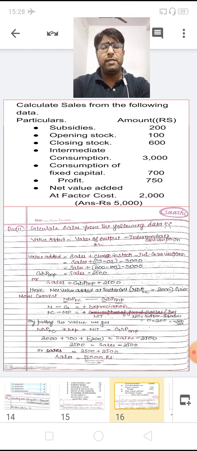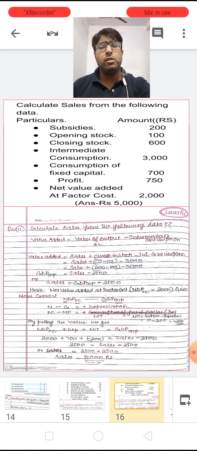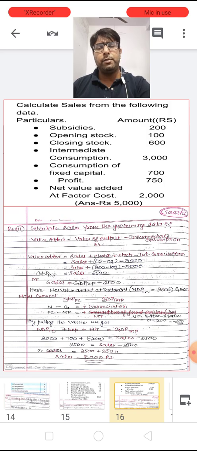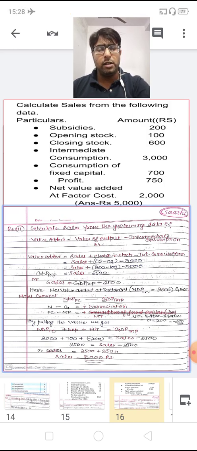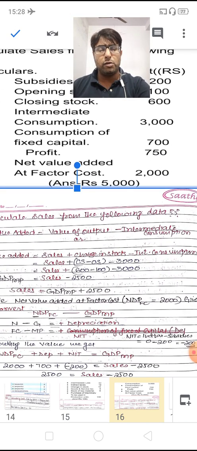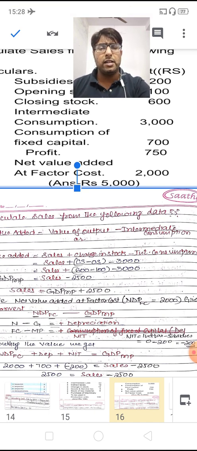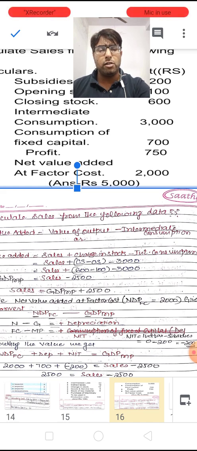Now again we have to start with the same concept. We have to find the value added. It is always equal to sales plus change in stock minus intermediate consumption. When we put this into the formula, children, you just see: sales plus the value of change in stock, which we have to find ourselves. Change in stock is obviously equal to closing stock minus opening stock, and minus intermediate consumption.